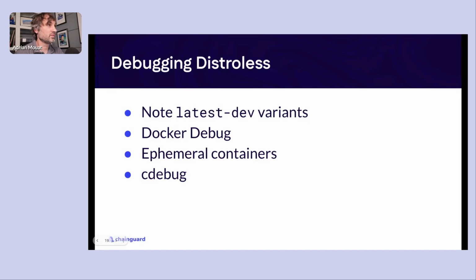Yeah, so Docker, when you're debugging diskless images, be aware that you can use the latest -dev variant and just rebuild as that, or sideload the container with the latest dev. There is Docker debug. Yeah, ephemeral container. So in Kubernetes terms, kubectl debug is launching an ephemeral container as a side container.